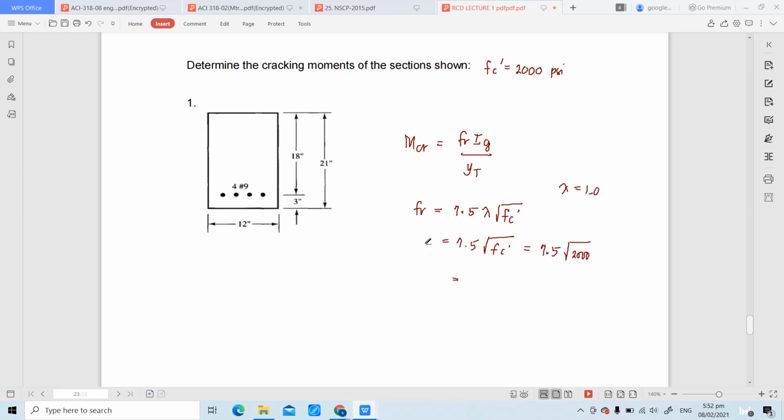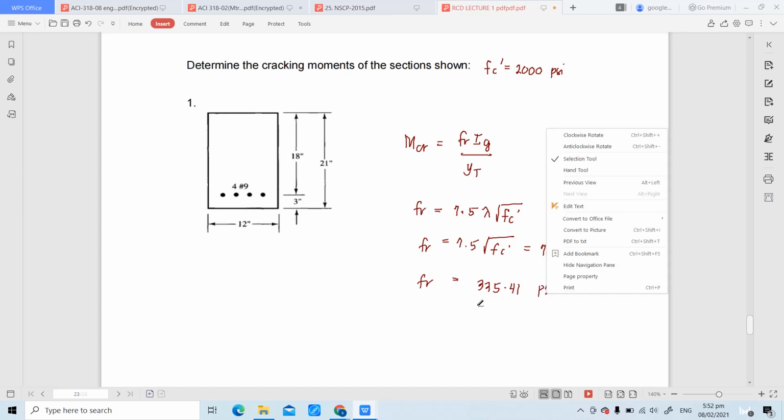What is modulus of rupture or FR? Kindly compute. 335.41. This is PSI also. No? Okay, meron tayong modulus of rupture.